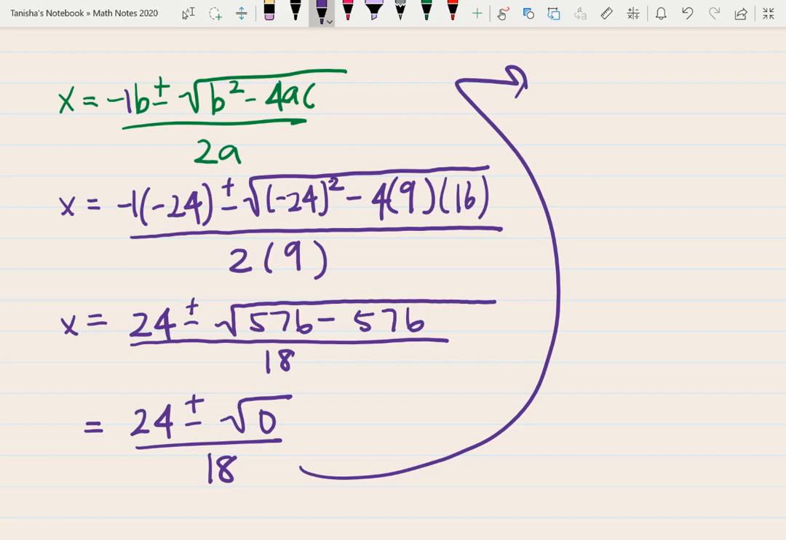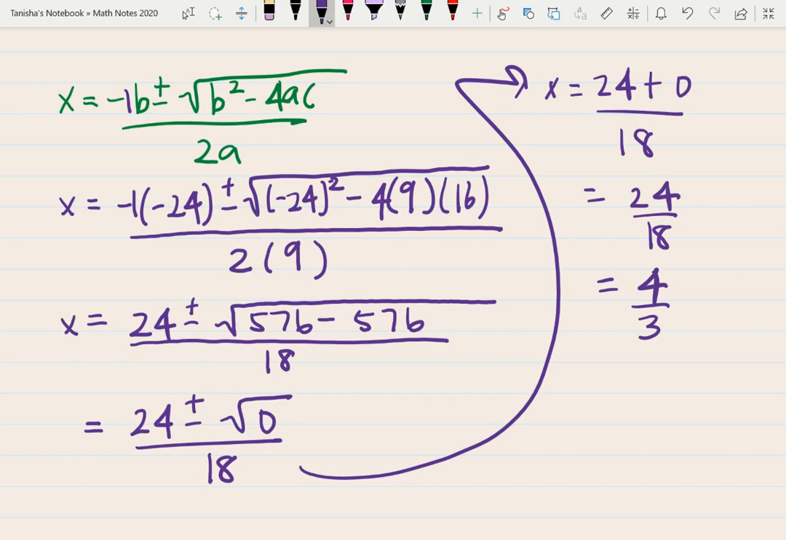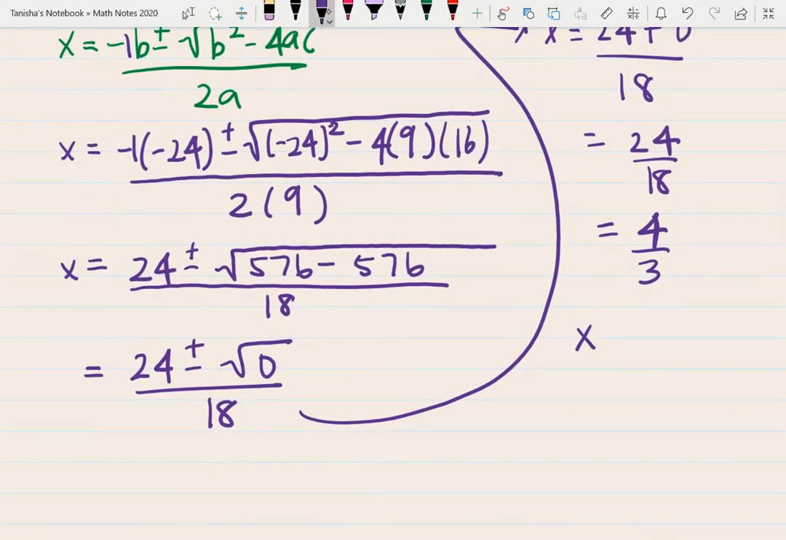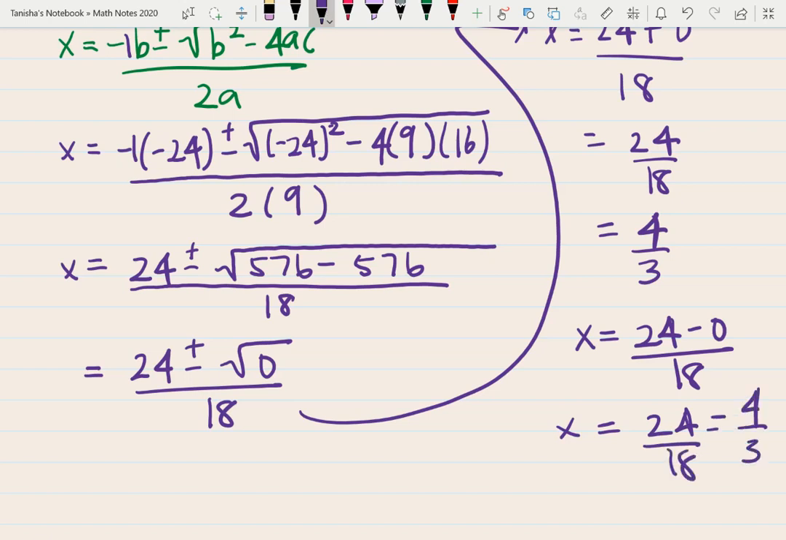So to evaluate the plus and the minus, we're going to write x equals 24 plus the square root of 0, which is just 0, over 18, which is equal to 24 over 18, which is equal to 4 over 3 when we reduce, or x equals 24 minus 0 over 18, which again gives us 24 over 18, which equals 4 over 3. So our two solutions are 4 over 3 and 4 over 3.